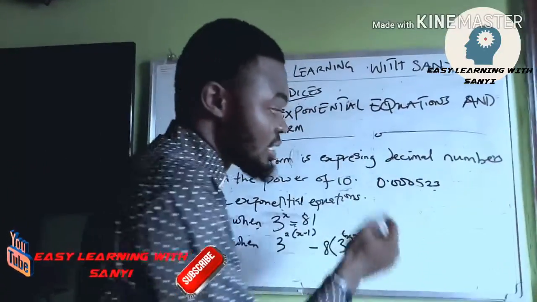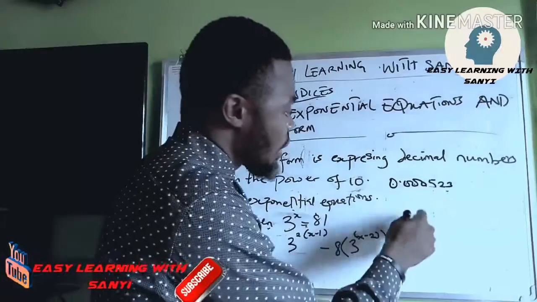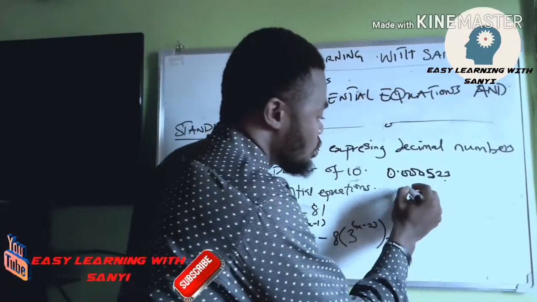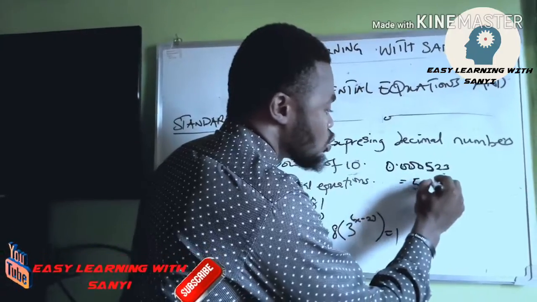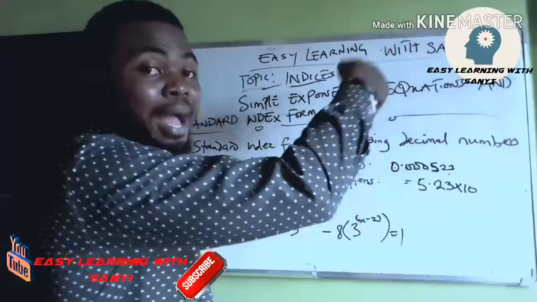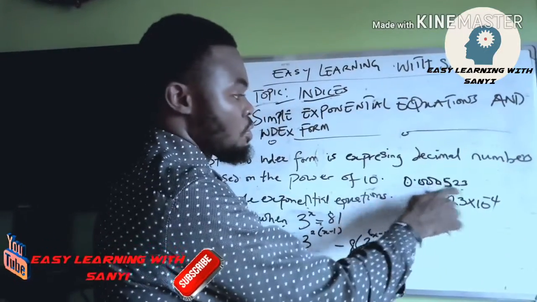I count these zeros: 1, 2, 3, 4. There are 4 zeros here. So what do I do now? I take this number here, the 5, and the answer is now 5.23 times 10. The zeros are behind the number, so you get minus 4. 1, 2, 3, 4. Minus 4.